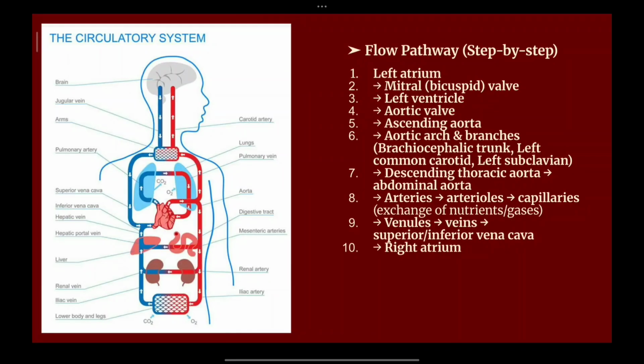So first, left atrium to the left ventricle, from left ventricle into the aorta, the ascending aorta, aortic arch and branches, descending thoracic aorta, followed by the abdominal aorta, and it also covers the arteries, arterioles, finally the capillaries. From the capillaries, the exchange of nutrients and gases takes place between the cells, and finally the venules, veins, and the superior and inferior vena cava receive the deoxygenated blood. All the venous drainage takes place in the right atrium. That is how a systemic circulation works.